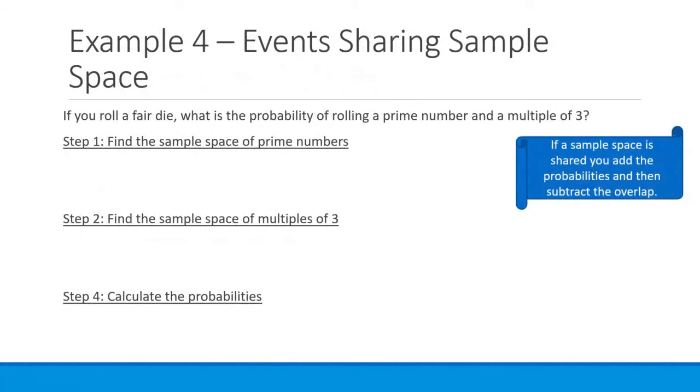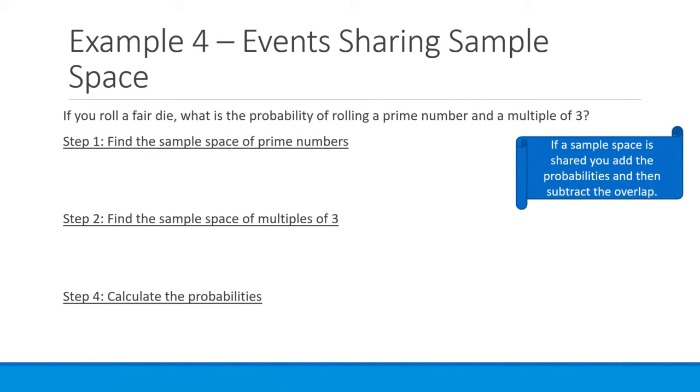So example 4 here, what happens if we have events that share a sample space? If you roll a fair die, what is the probability of rolling a prime number or a multiple of 3? So these share a sample space because 3 is a multiple of 3 and it's a prime number. So they have numbers in common. So when you have things that are shared, what you do is you add the probabilities, the probability of getting a prime number and the probability of getting a multiple of 3. And then you subtract out the overlap so that you're not double counting.